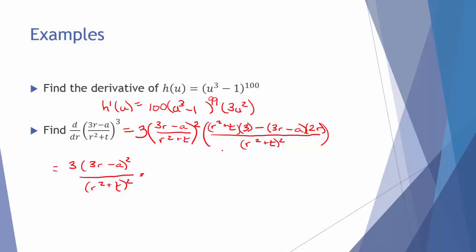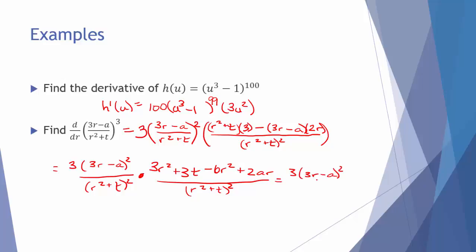In the numerator of this quotient rule, I will have, this is times, 3r squared plus 3t. Let's see, I'll distribute the 2r to both of these terms and distribute the negative through. So that's going to be negative 6r squared plus 2ar, all over r squared plus t quantity squared. So when we clean it up a little bit, we'll have 3 times 3r minus a squared. I'm going to go ahead and multiply these two fractions together as well.